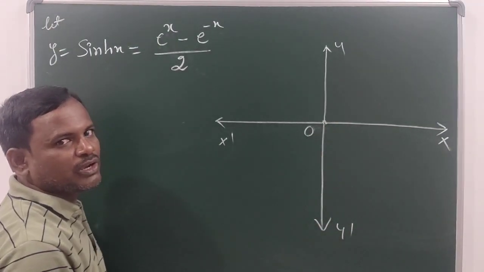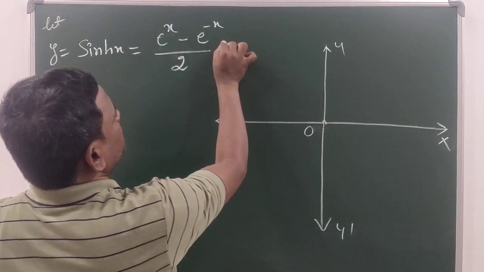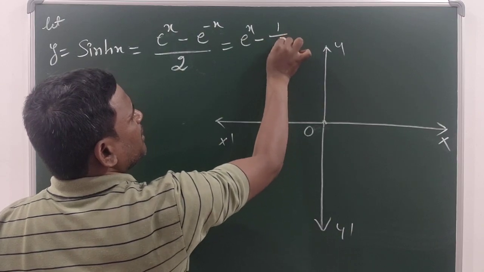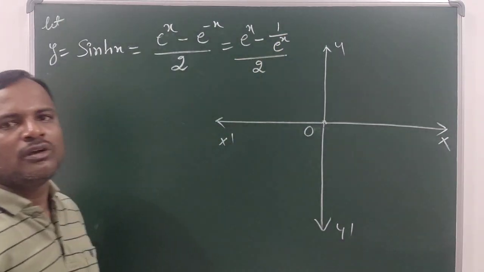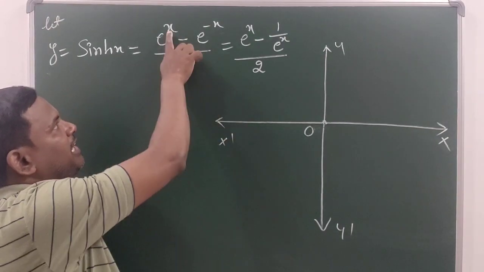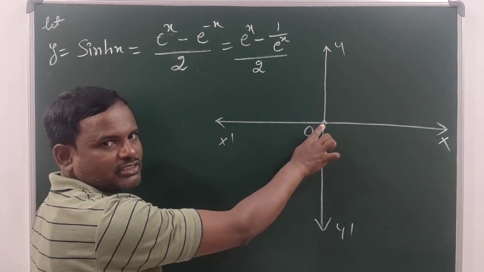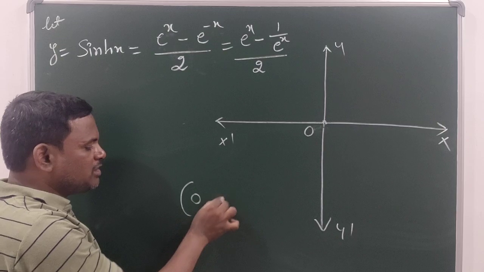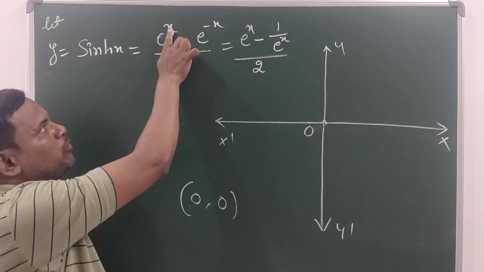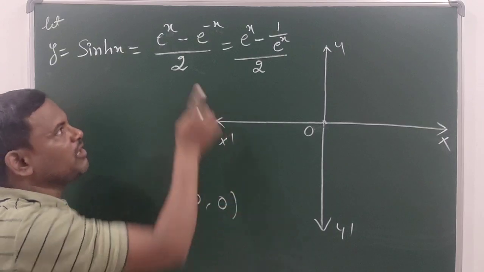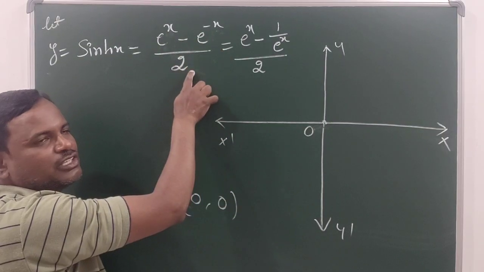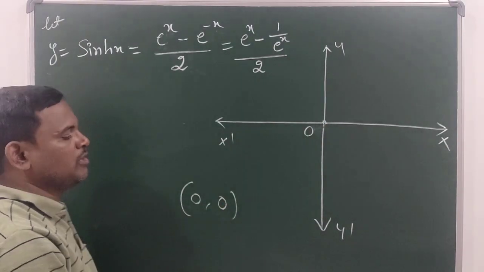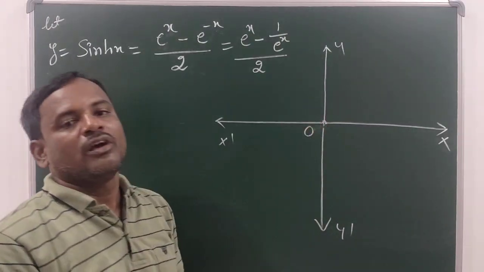Origin. Now observe this: e power minus x can be written as 1 by e power x, all by 2. When we write x equal to 0, we are getting range as 0. So where do we get 0 comma 0? Domain is 0 and the corresponding range is 0 here. Write 0: e power 0 becomes 1, e power minus 0 is also 1, 1 minus 1 is 0, 0 by 2 is 0. So the range is also 0, and we get 0 comma 0 like this.